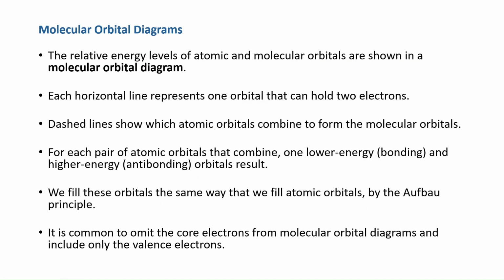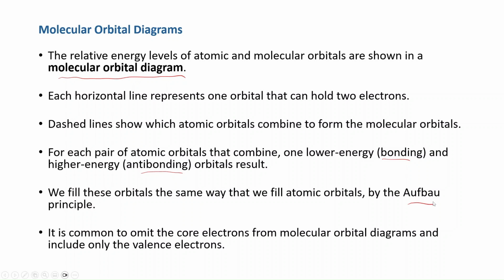So we represent all of that with a molecular orbital diagram. And the explanation may seem confusing, but we'll look at examples. We are going to represent the orbitals with horizontal lines. We try to use dashed lines to show you which atomic orbitals combine together to form a molecular orbital. We always have bonding and anti-bonding, and remember the bonding is always going to be lower energy, and we fill them the same way we fill atomic orbitals by the Aufbau principle.